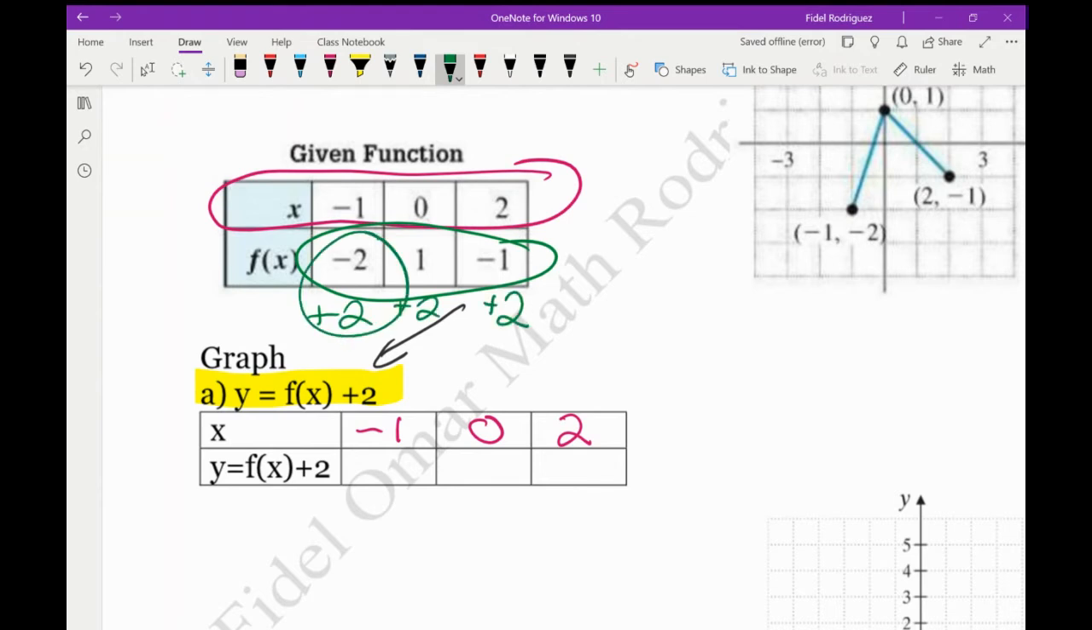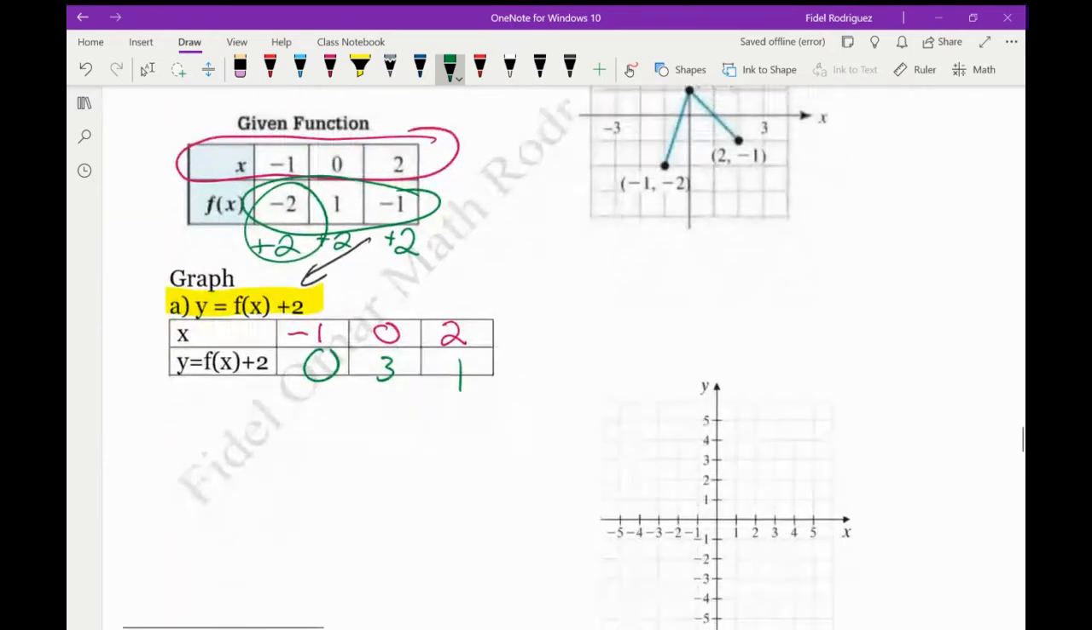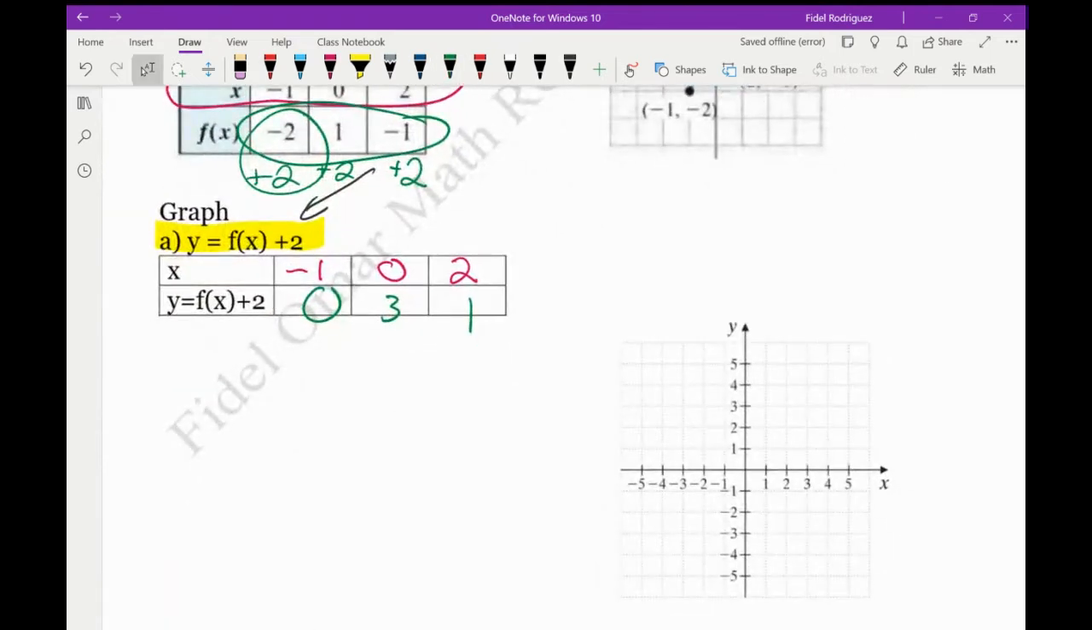So my first question to you, what is -2 plus 2? 0. Good. 1 plus 2? 3. Okay, just checking. -1 plus 2? 1, right? If I owe you $1 and I have 2 and I give you $1, I still have $1 left. Okay. So guys, now I'm going to come back over here and plot these points.